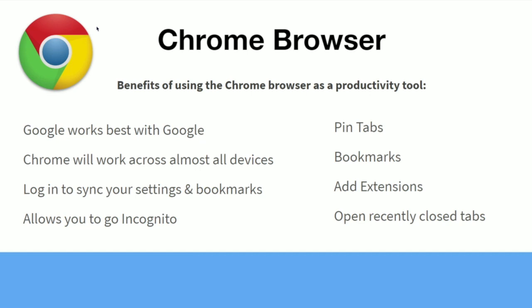It allows you to go incognito if you need to access a personal account or something like that. You can also pin your tabs. You can also keep bookmarks or add useful extensions for some of these apps that'll make your workflow and productivity that much easier. You can also, if you accidentally close a tab, there's a feature that allows you to find the tab that you had just recently closed. So there's a ton of different utilities that are available in Chrome. So it's really recommended that you use it as your default browser while working through your portal on any of these G Suite apps.